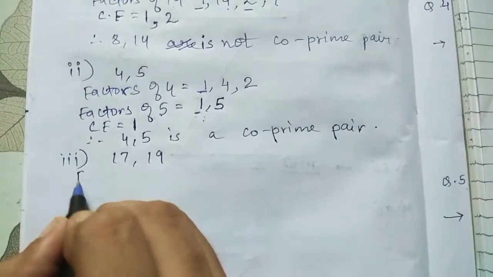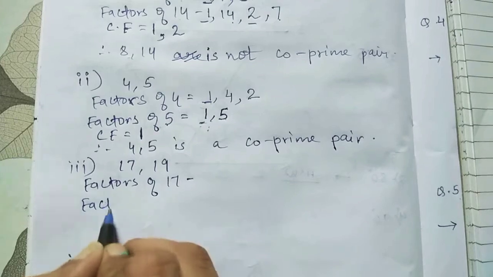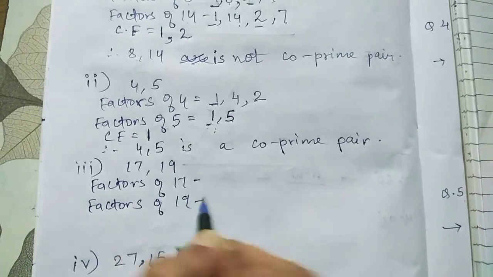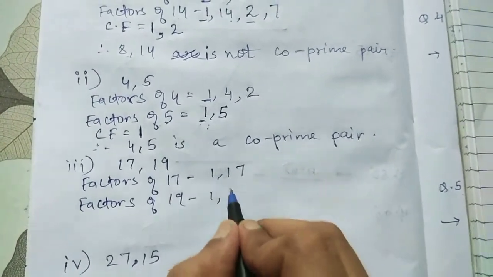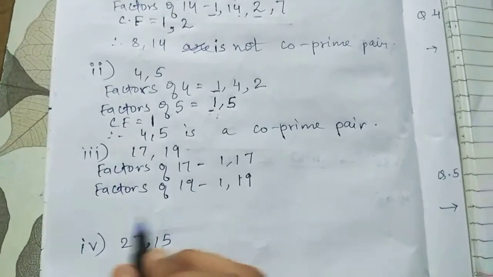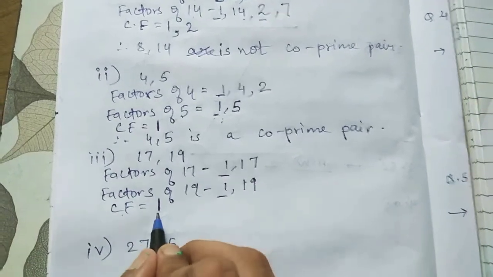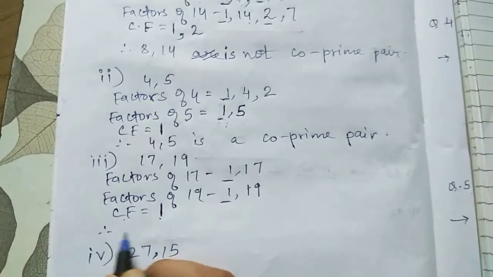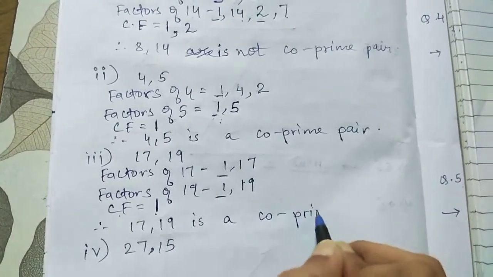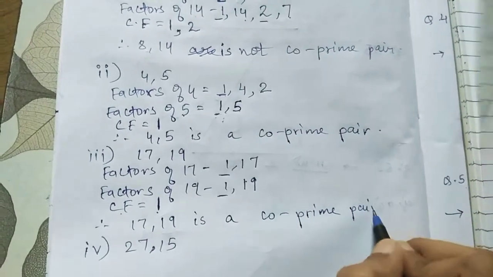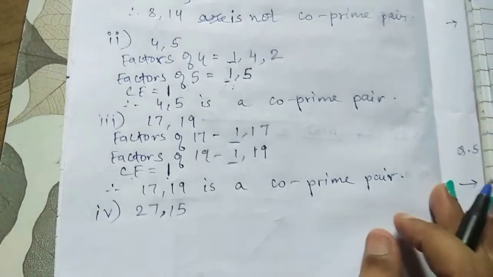Next, factors of 17, factors of 19. We know that 17 and 19 both are prime numbers, so factors will be 1 and the number itself. The common factor here is again 1. If the common factor is number 1, then therefore 17 and 19 is a coprime pair. Apart from 1, if another number is a common factor, then they are not a coprime pair.